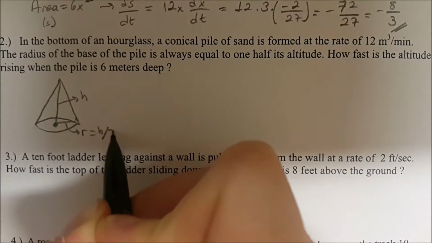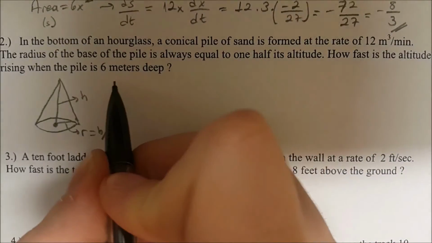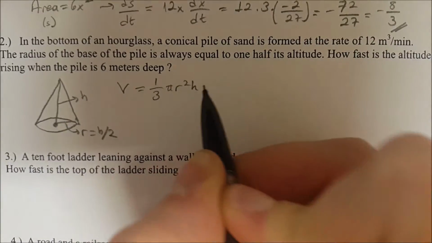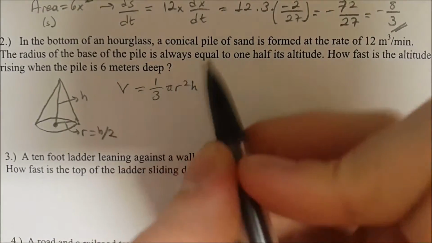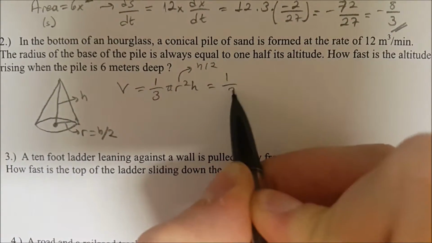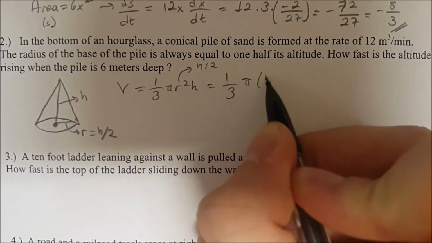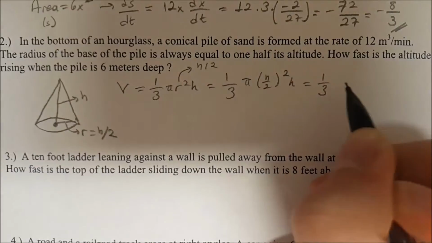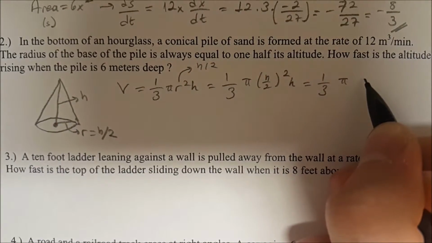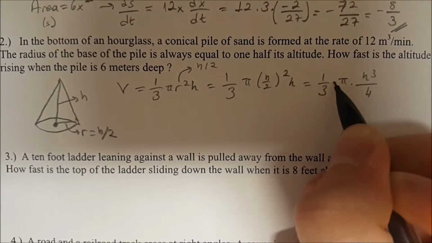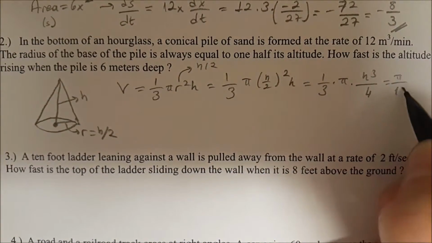And we are given that r is equal to half the height, so r is equal to h over 2, and V is, as in the formula of the volume of the cone, V = 1/3 π r² h. So since r is equal to h over 2, we can rewrite this equation as 1/3 times π times (h/2)² times h, which is equal to 1/3 π h³ over 4. Again, if we simplify this, that's equal to π/12 times h³. Now this is equal to V.